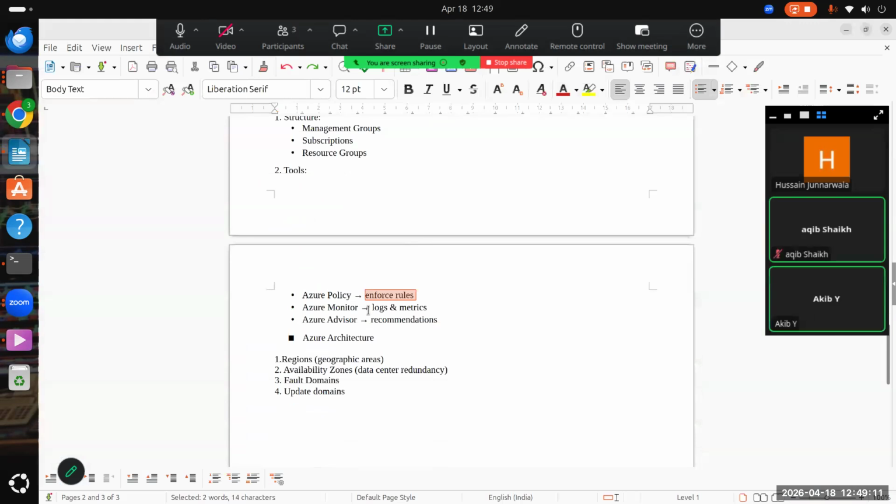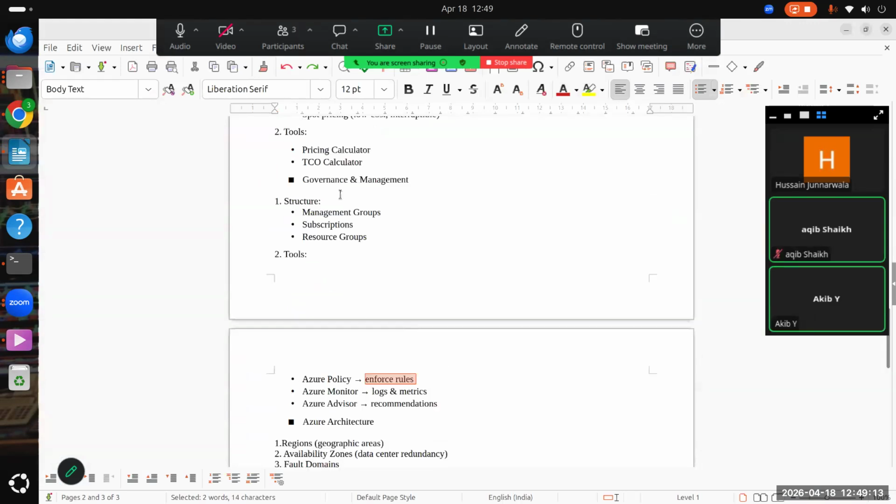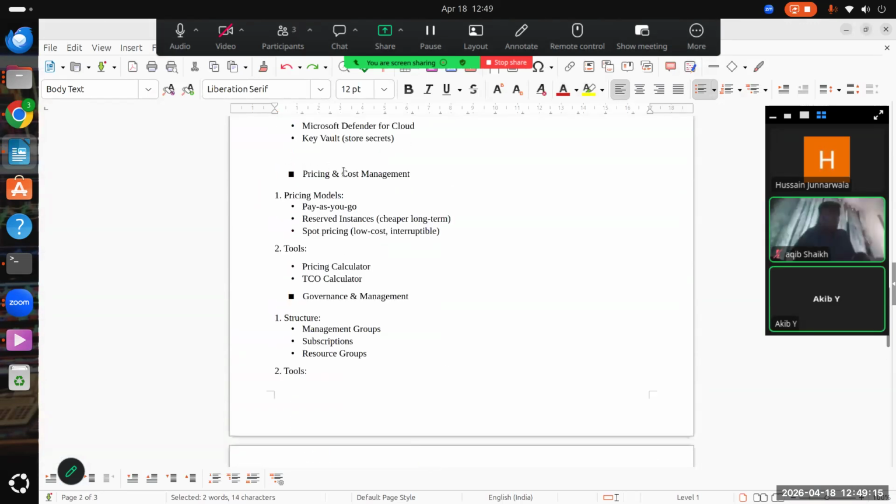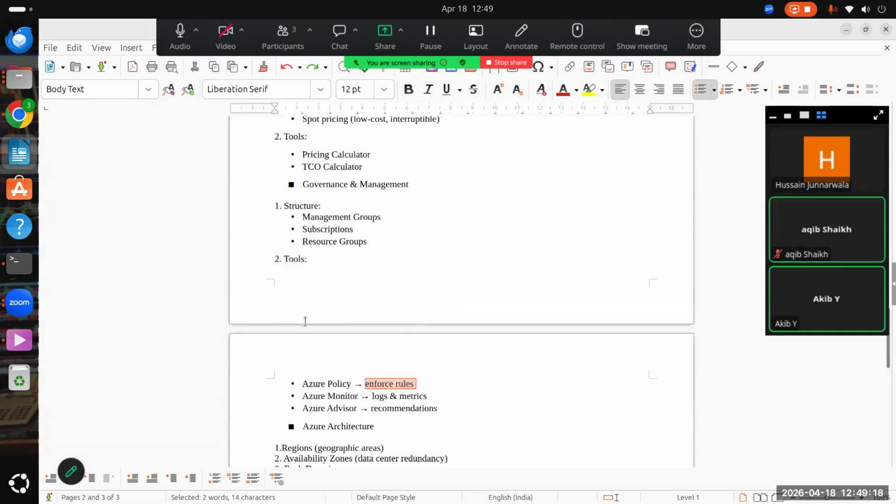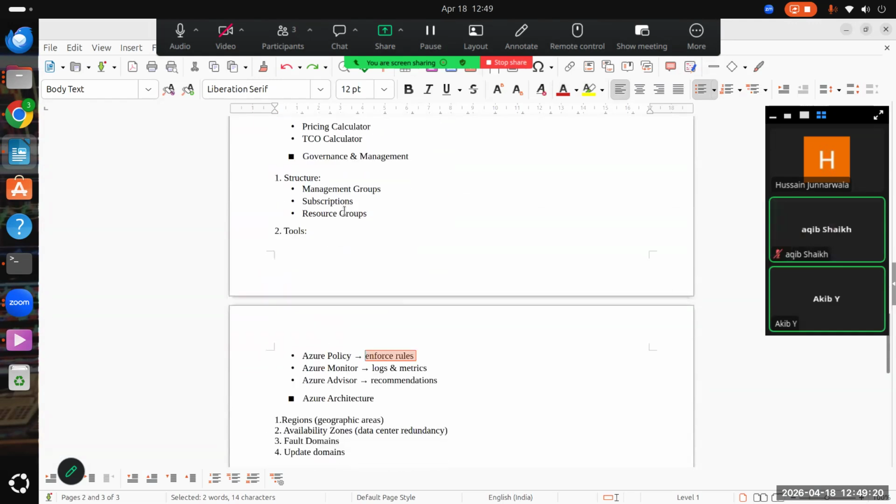We discussed Azure tools related to pricing and cost management. What tools do we have? We have Azure Policy, which will enforce the rules, either on a subscription, a particular resource, a management group, or a resource group.